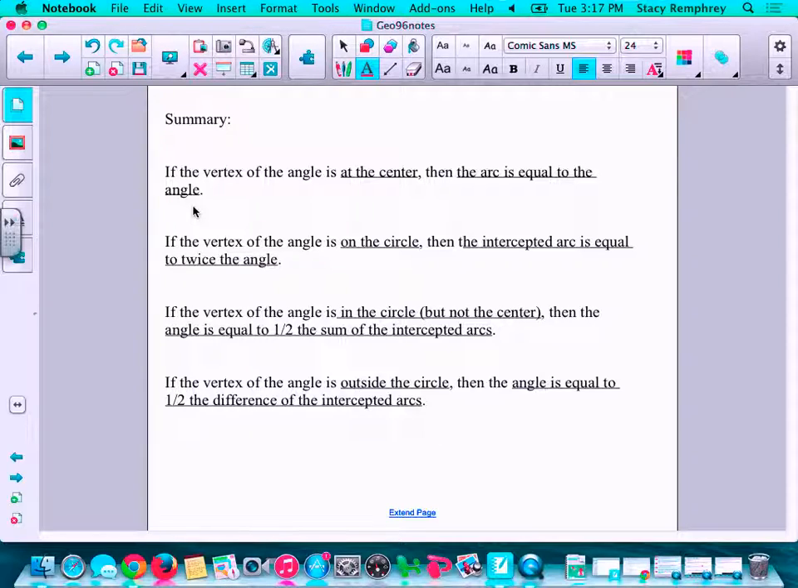If the vertex of the angle is in the circle but not the center, then the angle is equal to half the sum of the intercepted arcs. And if the vertex of the angle is outside the circle, then the angle is equal to half the difference of the intercepted arcs. You may want to draw examples here and pictures to kind of show you what each of those represent. We did do that in class.